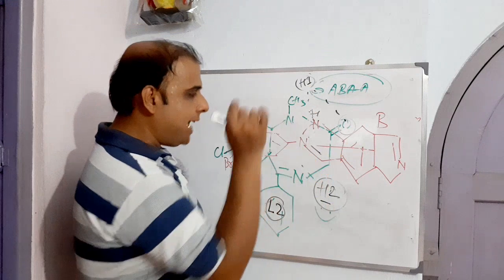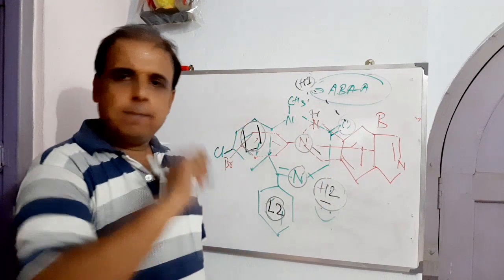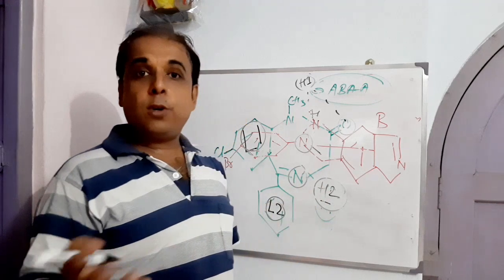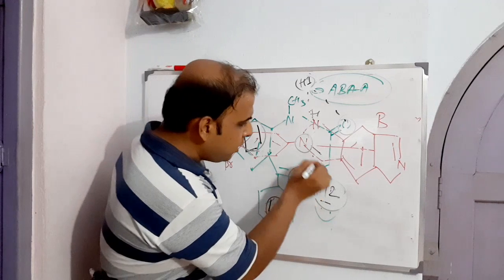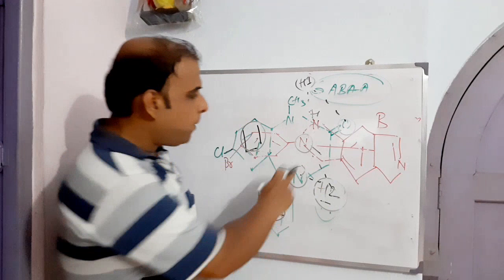Coming to this section H2, we have a nitrogen here, we have a nitrogen here. H2 also indicates the hydrogen bond donor as well as acceptor. So here also this type of interaction can be possible. Is it possible? Yes, possible.